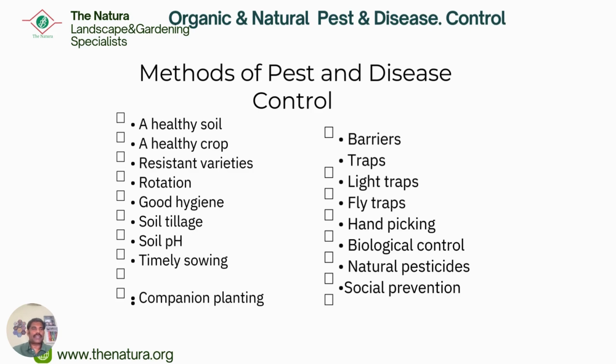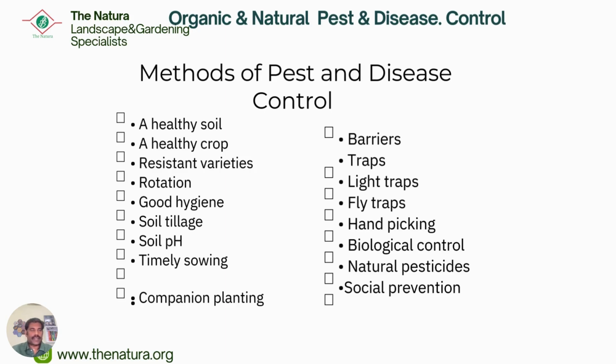Soil tillage means every time you should do it properly. Once in 15 days you should give soil aeration. We have already discussed doing it with a fork. And we have discussed soil pH, how we should maintain it. And timely sowing: you should keep a very specific sowing period. If the season changes, more insects and diseases may occur. So we have already shared this sowing season schedule that you can follow.